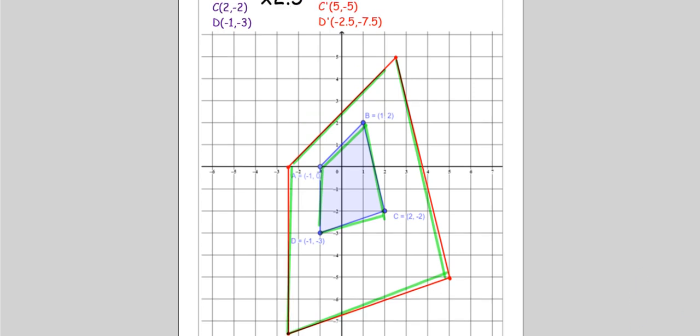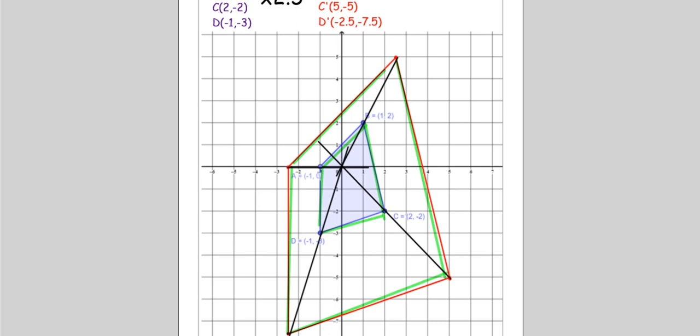The second check is lines of dilation. If I connect corresponding vertices and trace them back, do they all hit in the same exact spot? If they do, that means it's going to be a dilation. If they don't, that means it's not.